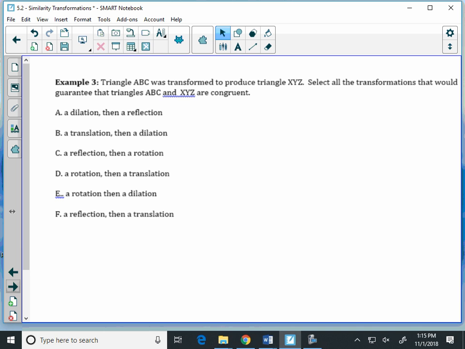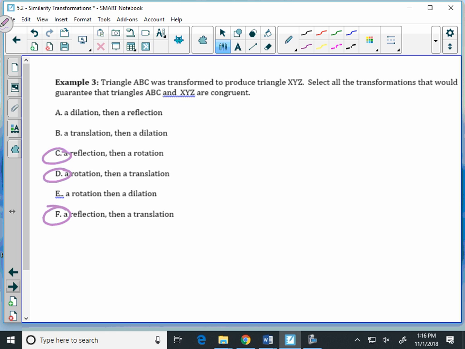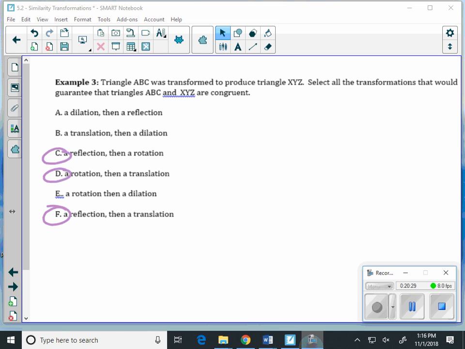So we have to circle all the ones that do not have a dilation. So which ones are we going to circle? Good. C doesn't, D doesn't, and F doesn't. E, B, and A all have dilation in it, which means we're creating similar figures. And that's not what we want. Questions over that? No? We will finish the rest of that up tomorrow.